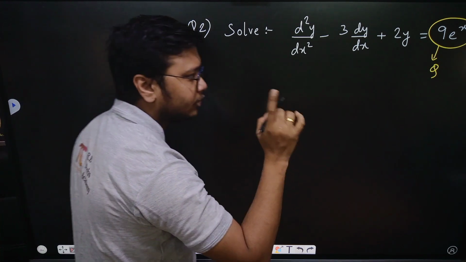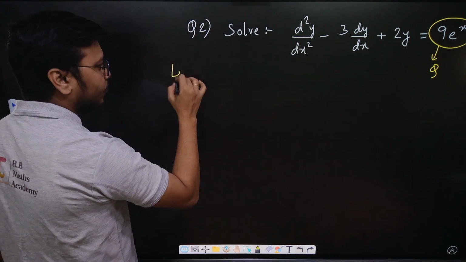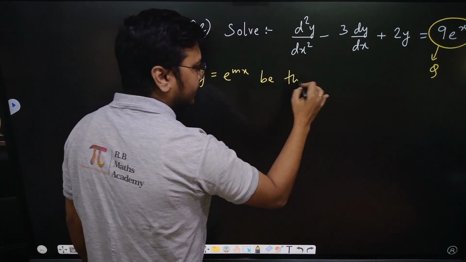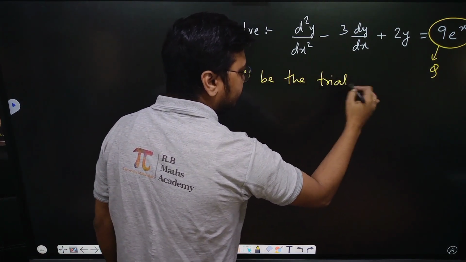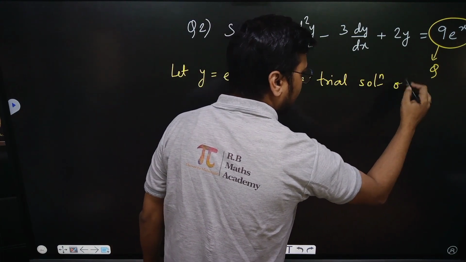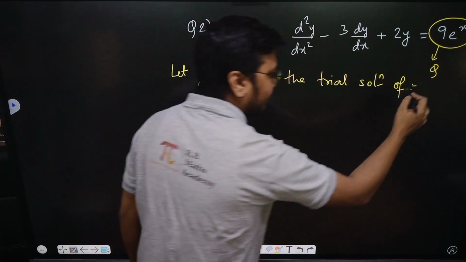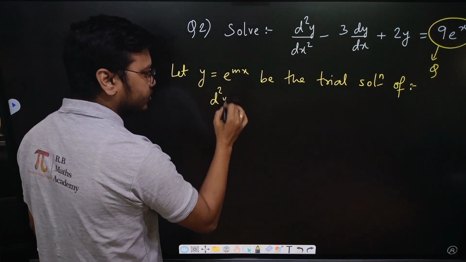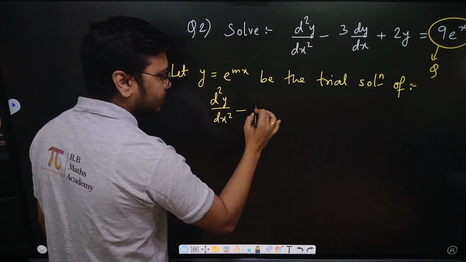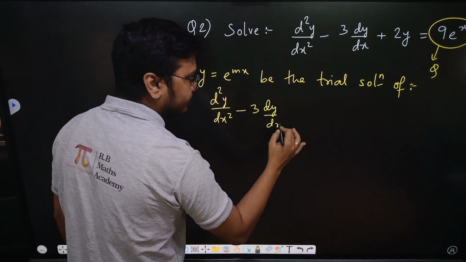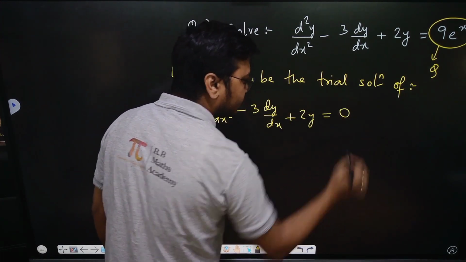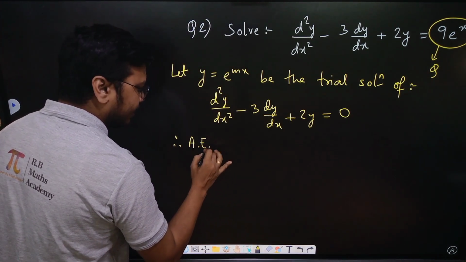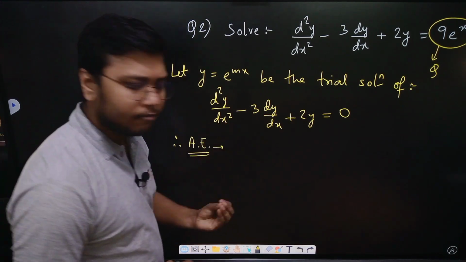So for the complementary function we need to take a trial solution. So let y equals e to the power mx be the trial solution. Now how do we take the trial solution? We take the trial solution for the homogeneous part just like we have done in the previous question. So d2y by dx square minus 3 dy by dx plus 2y equals 0, right? So we get the auxiliary equation and I'll write that directly. I told you before how to write it.